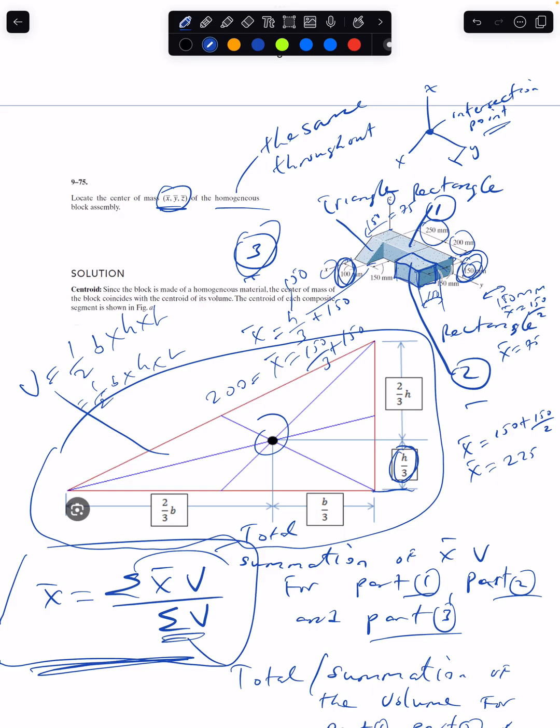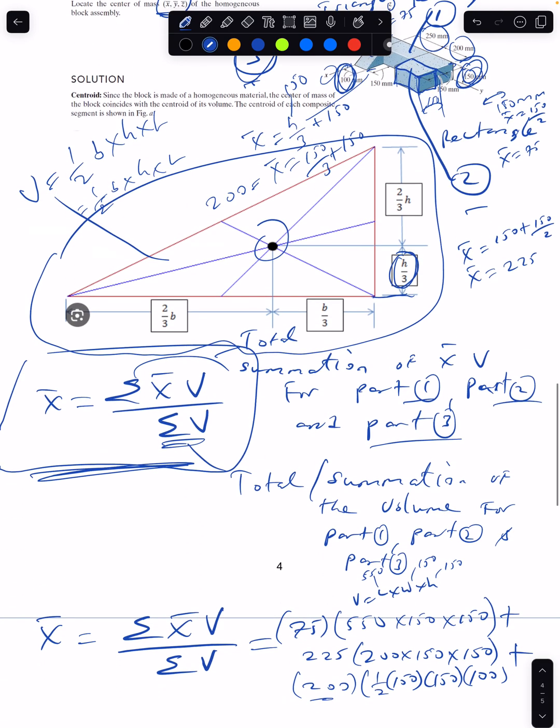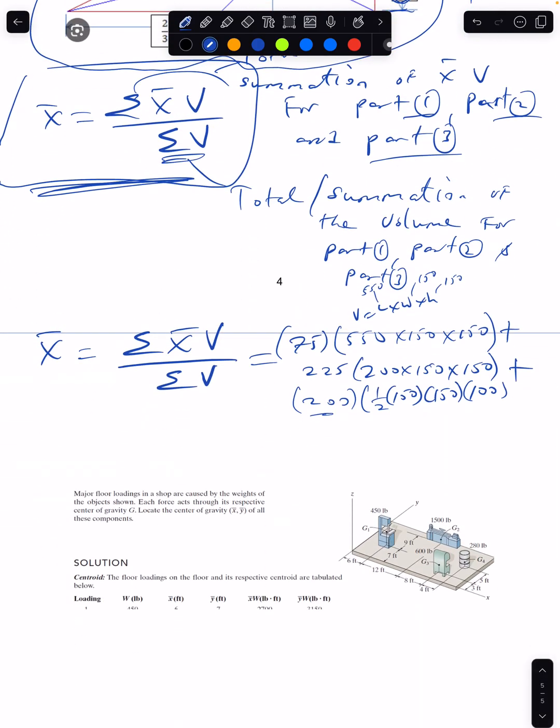So we measure all our centroids from the reference point, and every shape has a unique way to measure the centroid for X, Y, and Z. But we are still looking at the X axis. And all this should be divided by what? The summation of the volume for part 1, part 2, and part 3. So the sum of the volume of part 1 plus part 2 plus part 3.